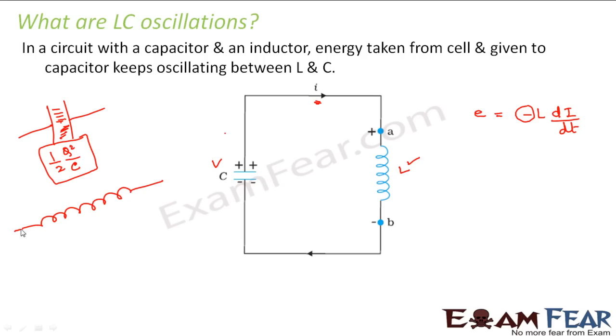Remember the lesson on inductance in your magnetism chapter? There we saw the work done by an inductor against the back EMF, the self-induced EMF, whatever you call it. What is the work done? That is half Li square, where I is the current induced in the inductor and L is the self-inductance of the inductor. So this is the energy stored in the inductor.